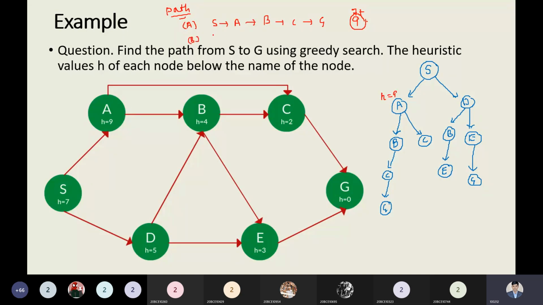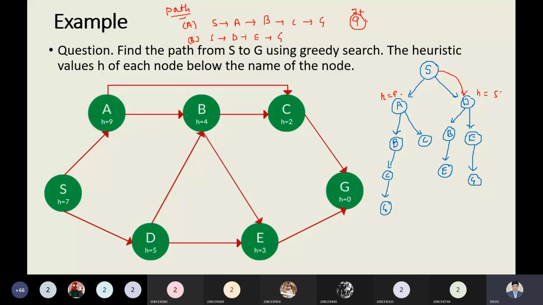So what is the path? S to D and E and then G. If I look at the least heuristic value, here we have a 5. So I will move S to D, not S to A. That is the point.